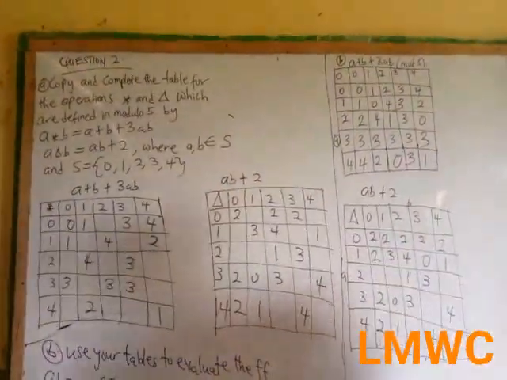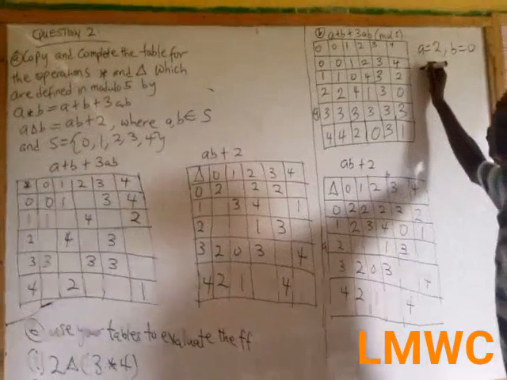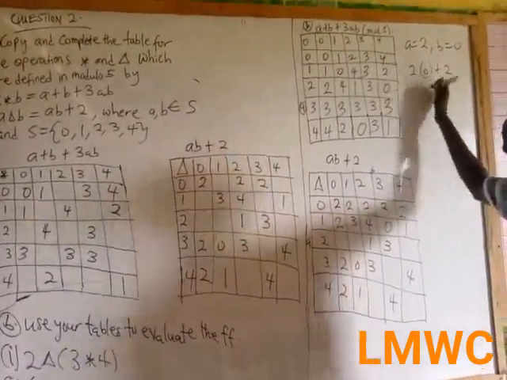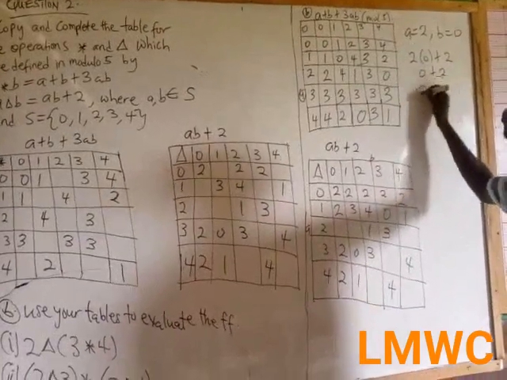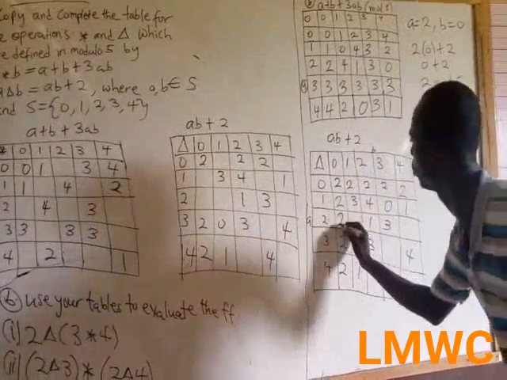So let's take the second row. So we have our A as what? 2 and B as 0. So it's 2, 0 plus 2. 2 times 0 is 0 plus 2. We have 2 mod 5. And 2 mod 5, you write 2.